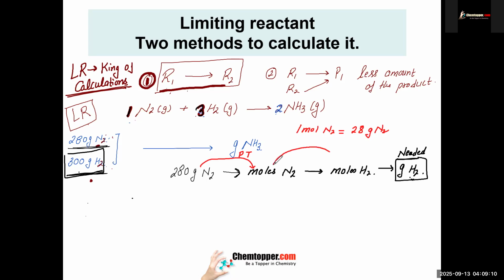Moles of N2 to moles of H2. Where should I go now? What should I see? The balanced equation. And in the balanced equation, I know that 1 mole of N2 is reacting with 3 moles of H2. Agreed? I'm going to use these ratios here. Then moles of H2 to grams of H2.